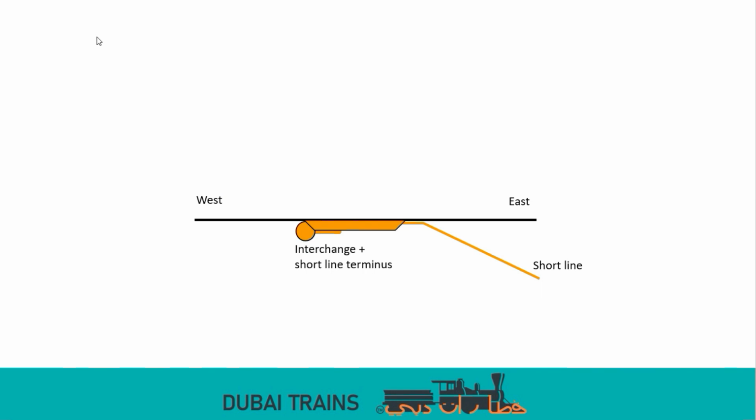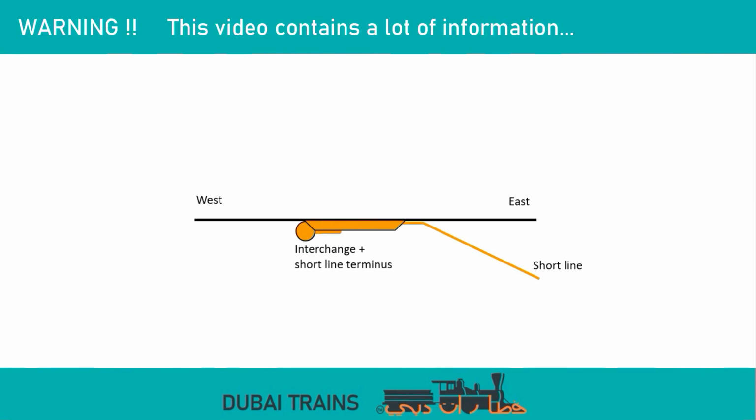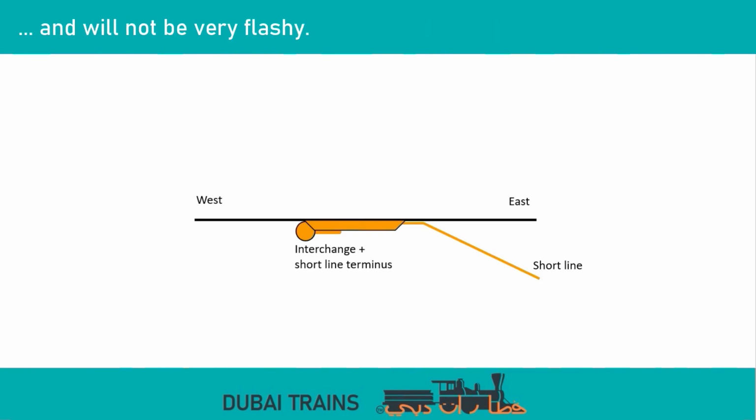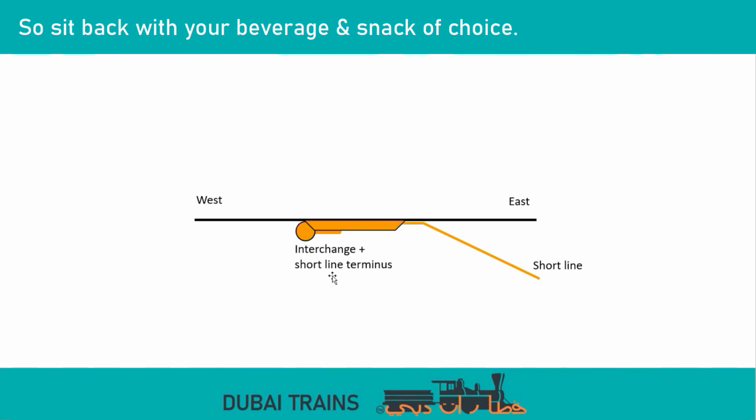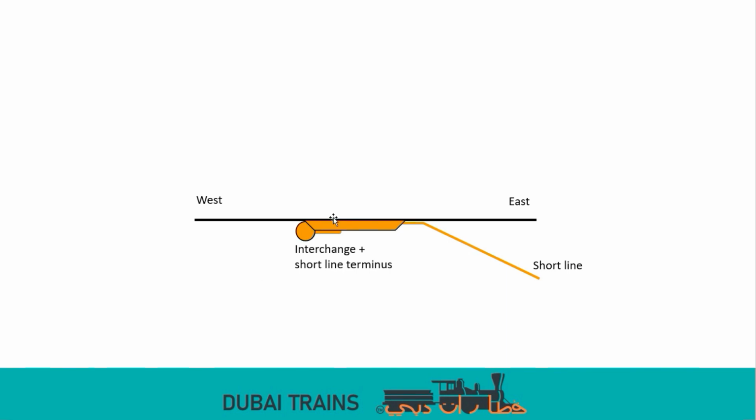So on my new layout, I wanted to model an interchange with a short line, because I like short line operations, and interchange will give a lot of operational diversity, classifying and building and terminating small trains from the short line. So this is the very basic setup. There's an interchange here, and there's a short line off to the right, and then the interchange connects to a main line that heads both west and east. This is just a diagram.